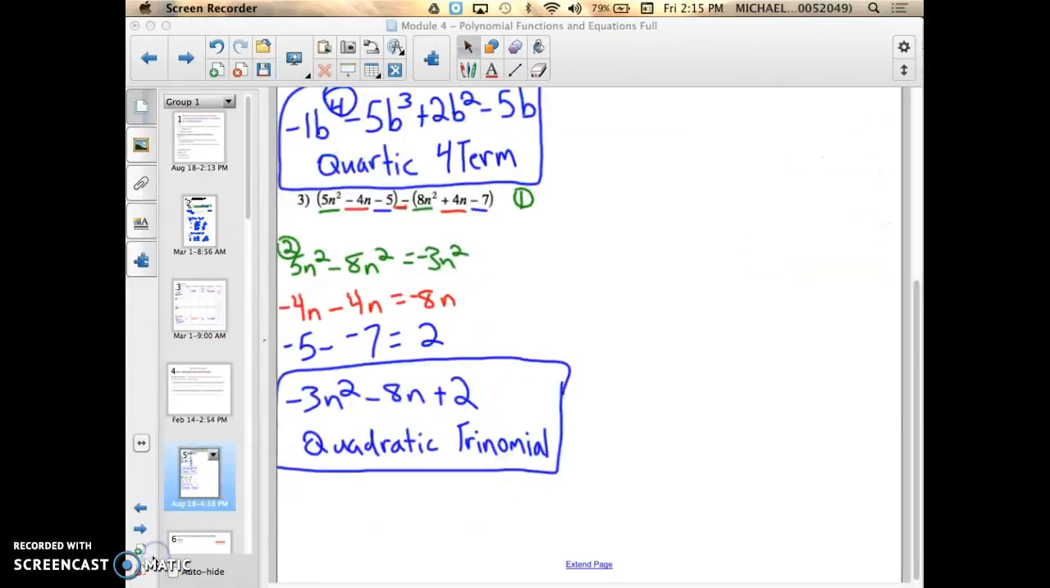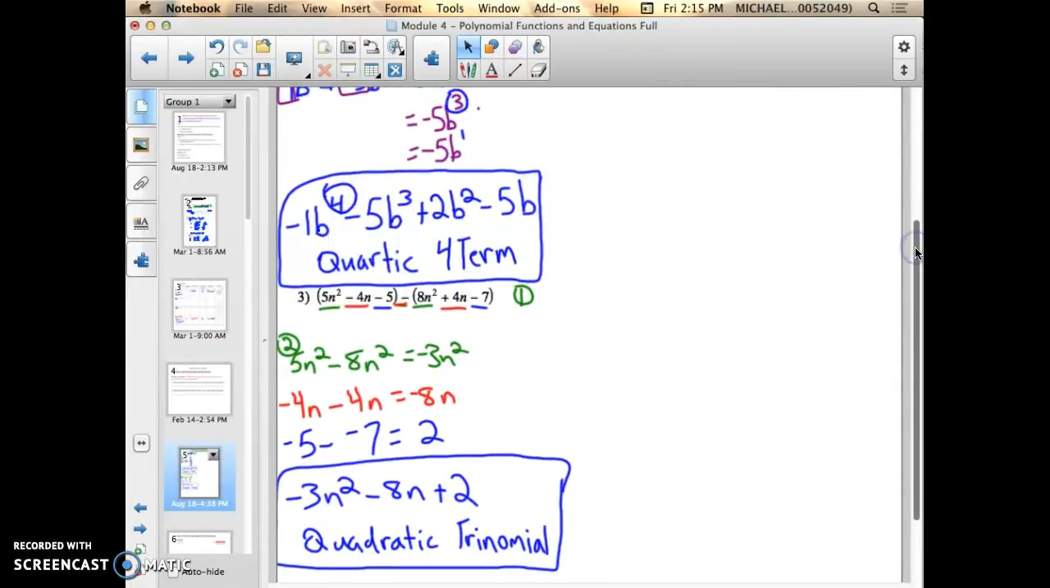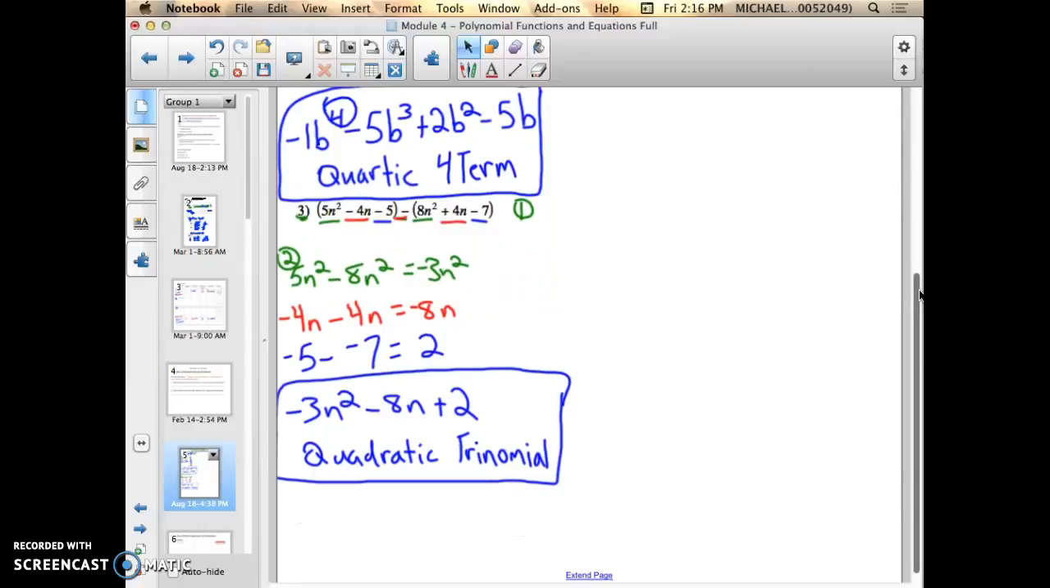At this point, you should have paused the video and tried number 3 on your own. And I have just worked out number 3. I showed all the steps, step 1 right here, step 2, and then finally the third step, rewriting it in standard form, and have named it as a quadratic trinomial. So please check your work to see that it matches mine. If it does not, then please raise your hand so that we can go over the steps again, so that we can ensure that you have mastered this before moving on to your own practice.